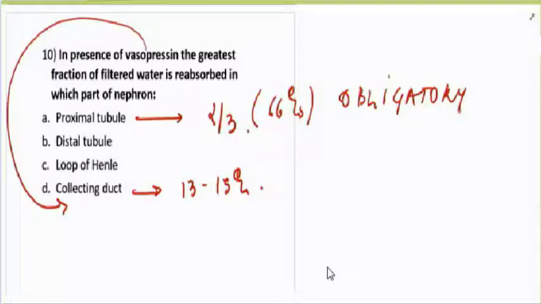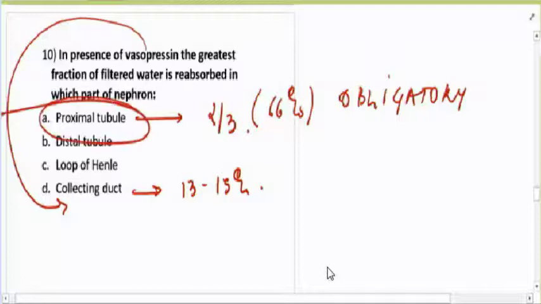So now, in the presence of vasopressin, the greatest fraction of filtered water is always absorbed from the PCT, right? So the answer to this question will be the PCT. The next question, let's have a look at the next question.